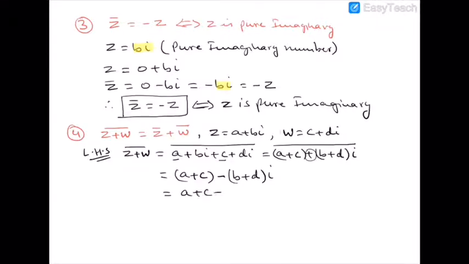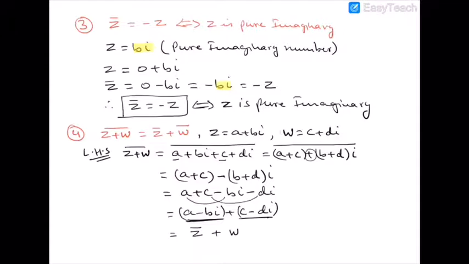So open the brackets, then we will get a plus c minus bi minus di. Now we can put a and minus bi together and c and minus di together. So now we know that a minus bi is the conjugate of z and c minus di is the conjugate of w. So therefore conjugate of z plus w is equal to conjugate of z plus conjugate of w.